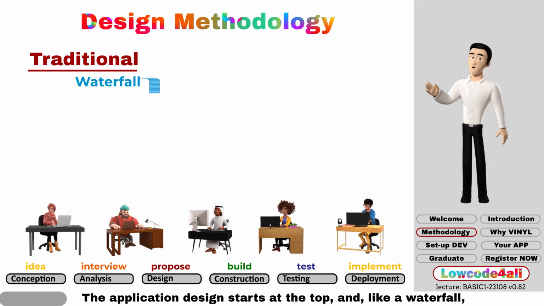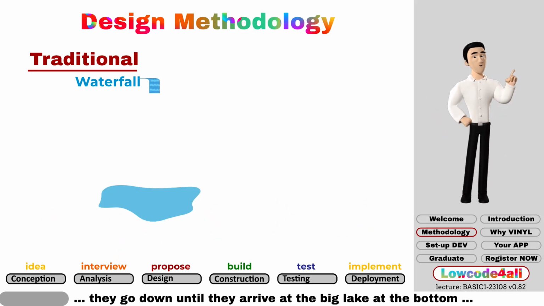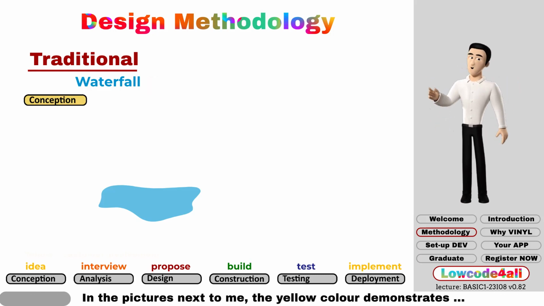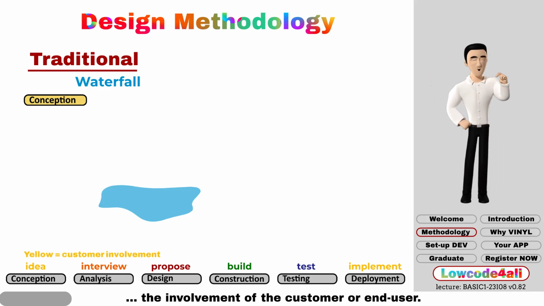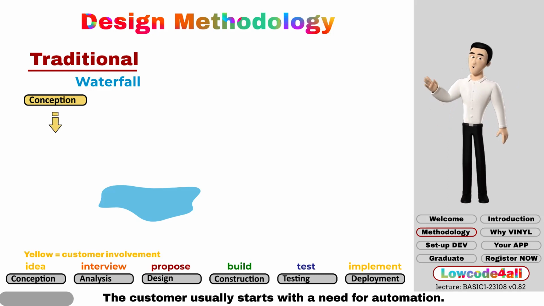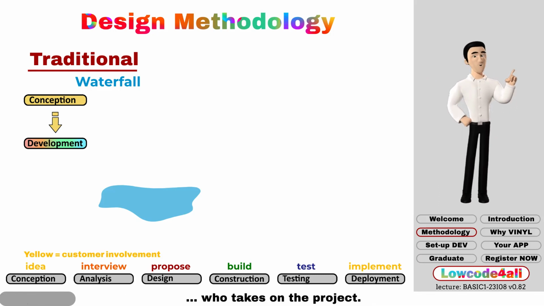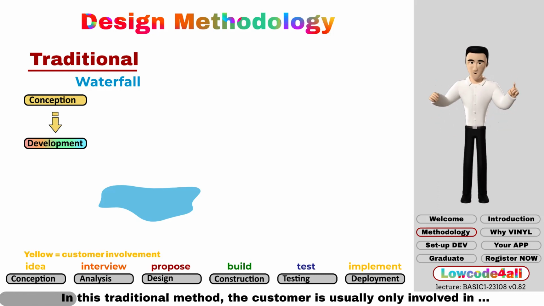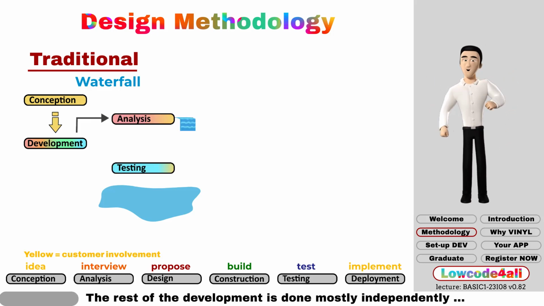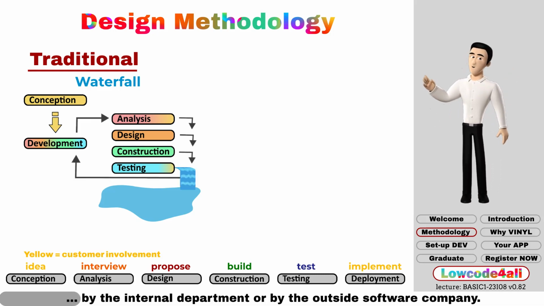The application design starts at the top, and, like a waterfall, they go down until they arrive at the big lake at the bottom where the application sometimes is used by hundreds or thousands of end users. In the pictures next to me, the yellow color demonstrates the involvement of the customer or end user. The customer usually starts with a need for automation. They then often step towards an outside software company, or an internal department, who takes on the project. In this traditional method, the customer is usually only involved in the initial analysis and during the final testing. The rest of the development is done mostly independently by the internal department or by the outside software company.